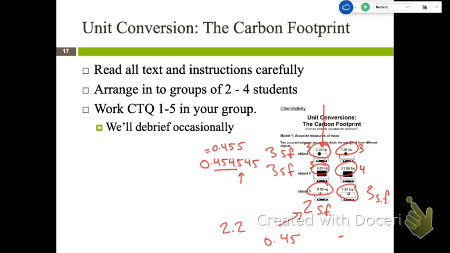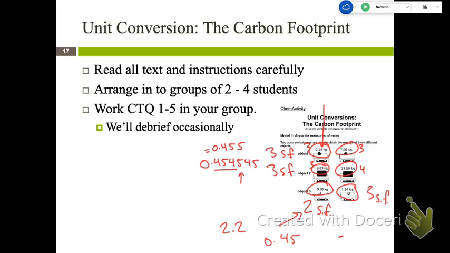Okay, yes, I agree with your statement, but how can we really clearly and succinctly state how those two values, 2.20 and 0.454545, are related? It's the same number, but you multiply to get from kilograms to pounds, you multiply by 2.2. If you take 1 divided by 2.20, what do we think we're going to get?